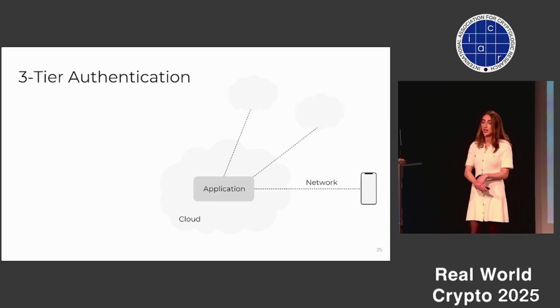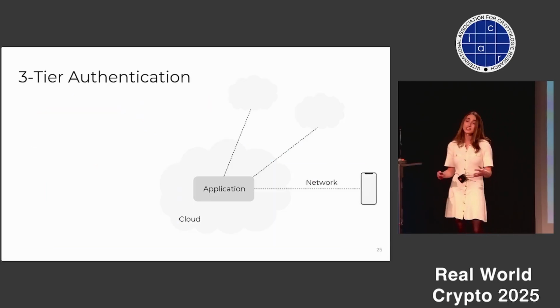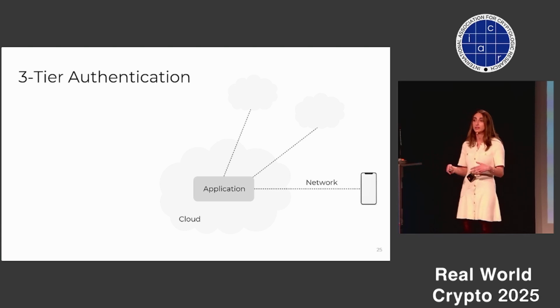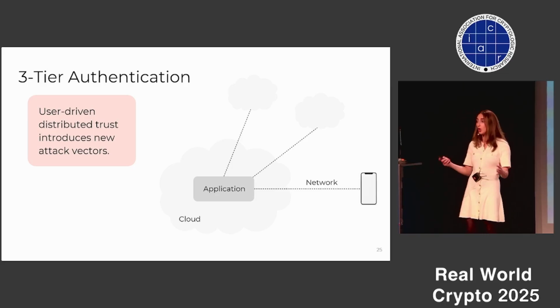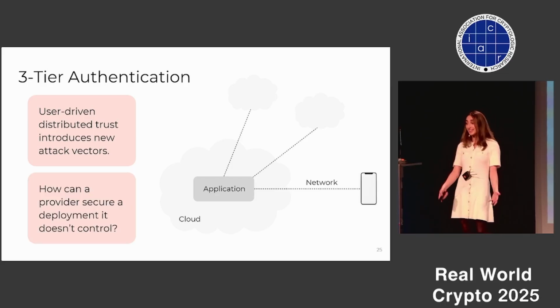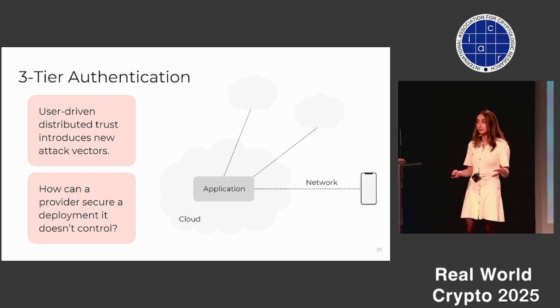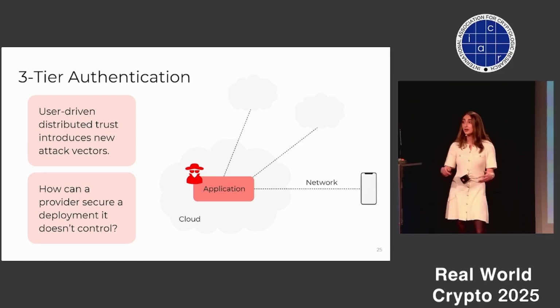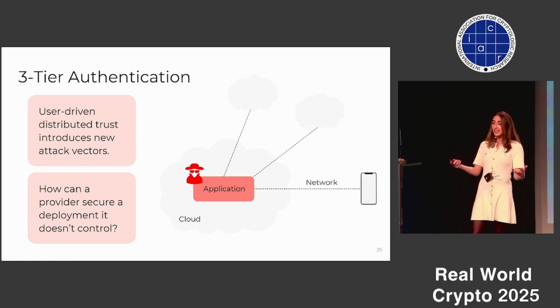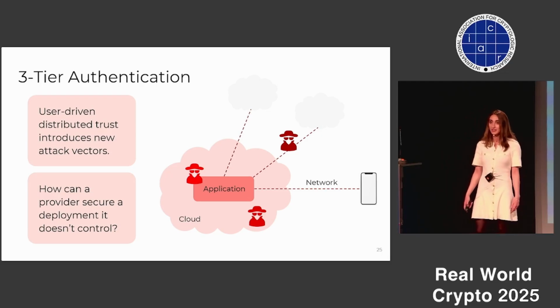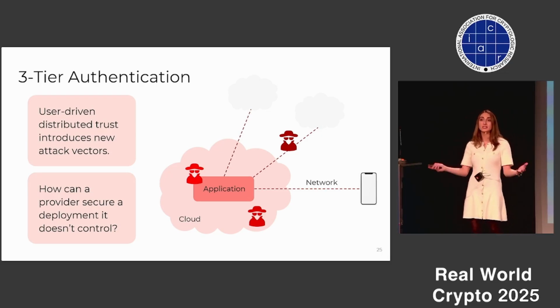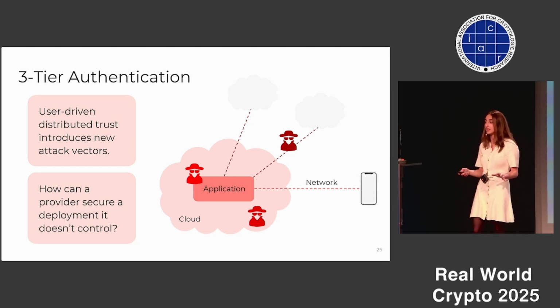The second main technical challenge of our work was in authentication. As you can see, the system architecture we have on the right here is far more complex than your standard application. And the problem is really that user-driven distributed trust introduces new attack vectors all across the stack. So the question we have to answer now is, how can a provider secure a deployment it just doesn't control? Like a usual application, an attacker could attack at the application level. But in our case, it can also attack at the cloud level or at our more complex network connections. So our task was to design a comprehensive authentication suite spanning all of these layers.